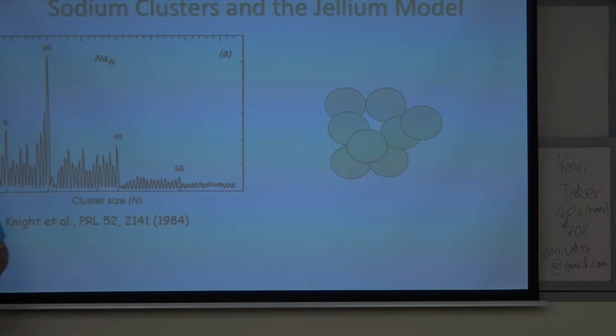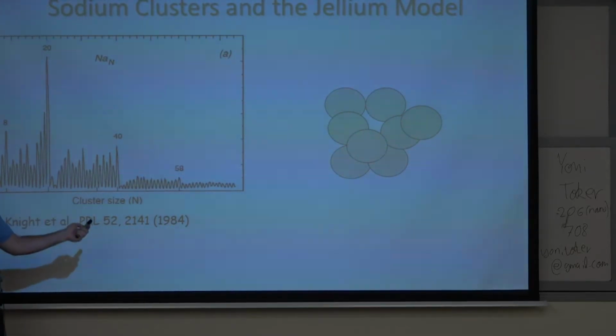Okay. But there's also magic numbers you see that come from a totally different reason. And this is an example of the same kind of experiment done on sodium clusters. So you take sodium, you evaporate it, and you cool it down, and it forms clusters, and you see some very nice magic numbers. You see 8, 20, 40, 58. But it's very different than all the magic numbers you saw so far.